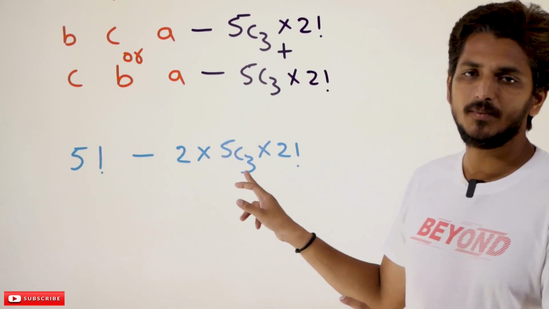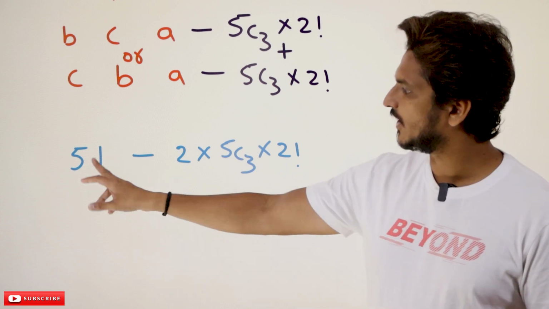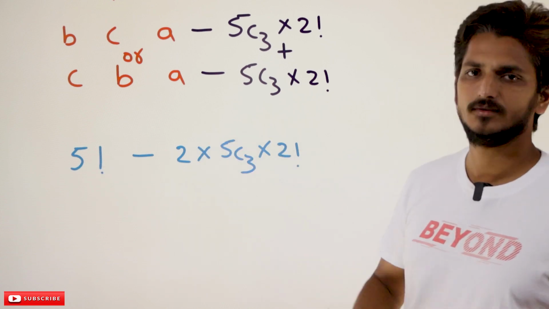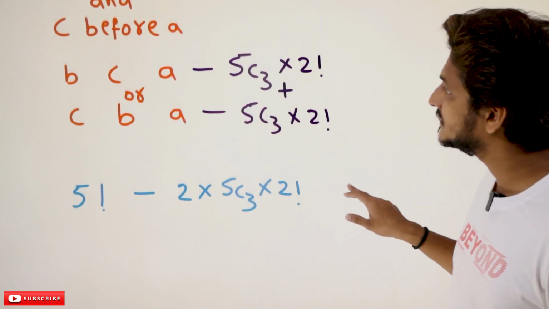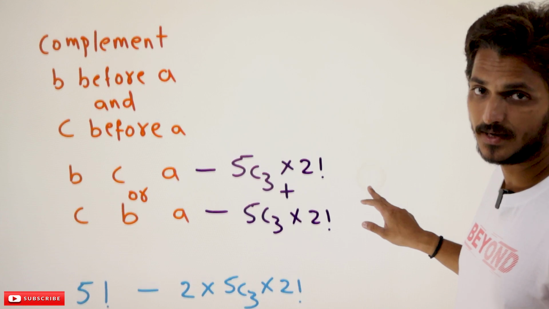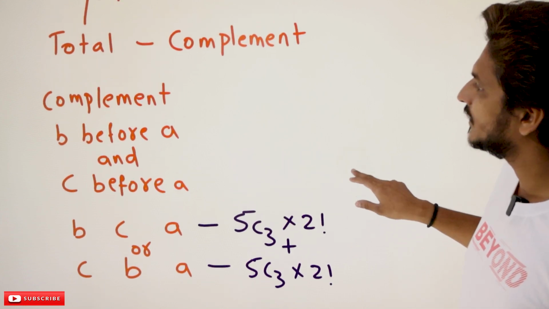Total minus complement, you are going to get the actual answer. So that's 5 factorial minus this value. Hope you understand how we have solved this complement example. Many times they are going to ask you these questions in competitive exams.